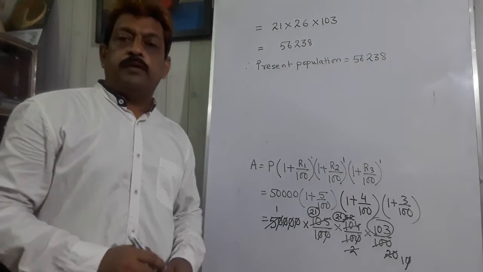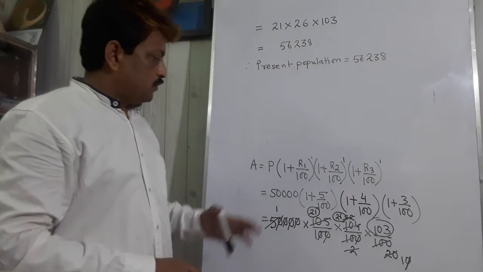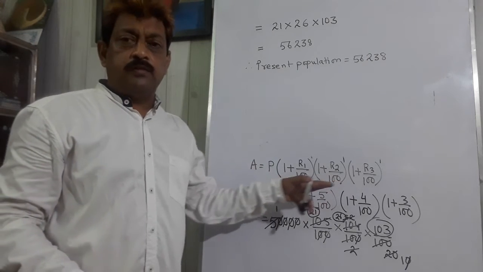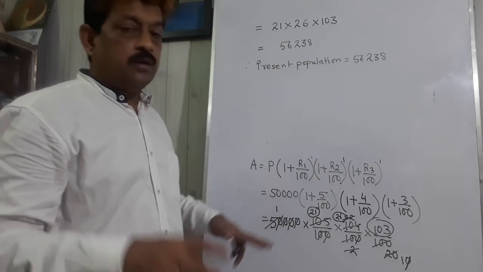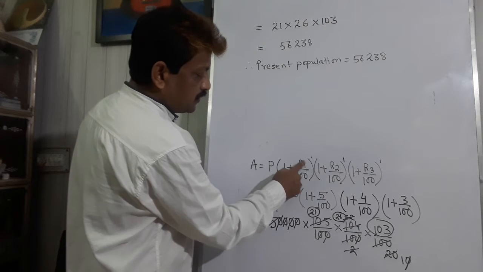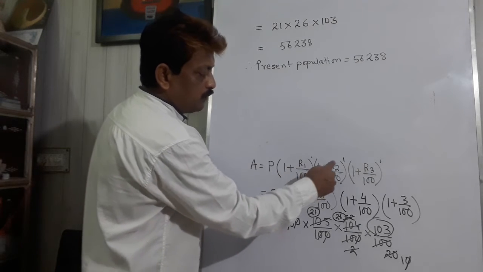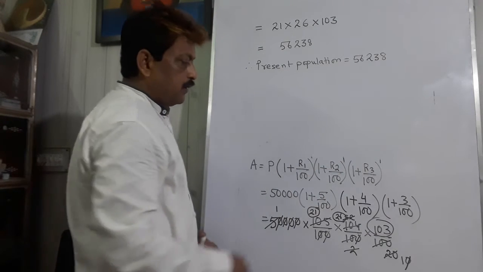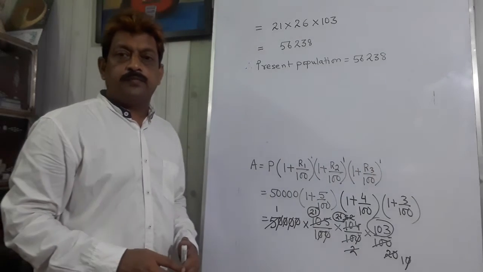So hope you have understood. Okay, so just remember this modification. If there is a case of 2 years, then we will write up to this 1 plus r1 by 100 multiplied with 1 plus r2 by 100. If it is 3 years, then we have to write thrice.